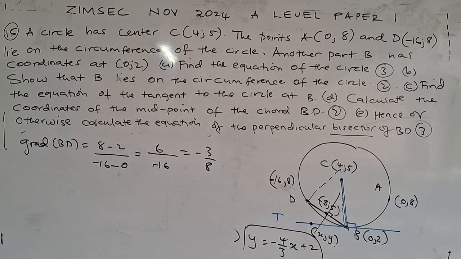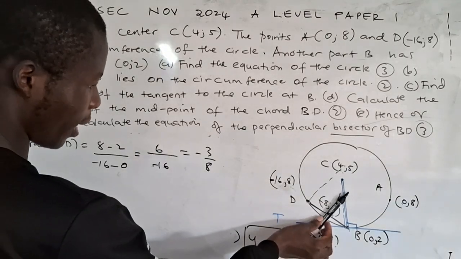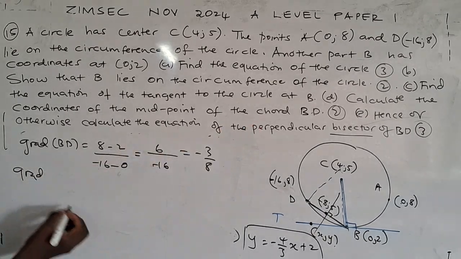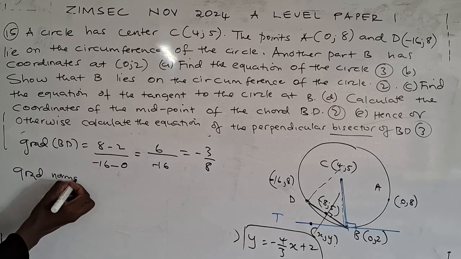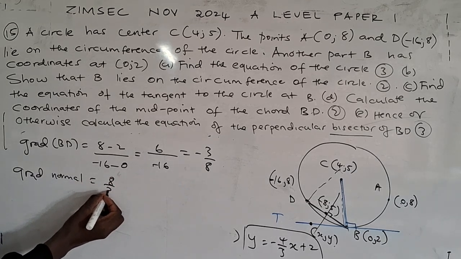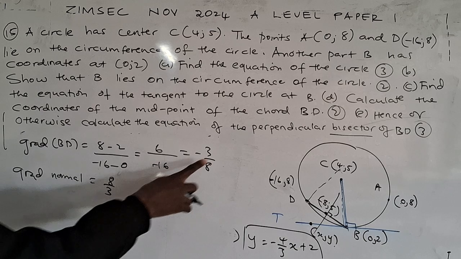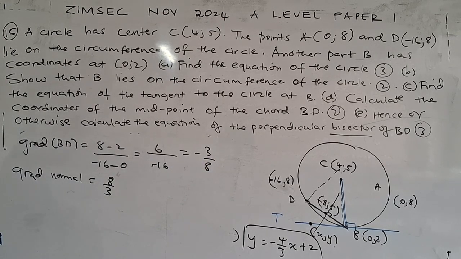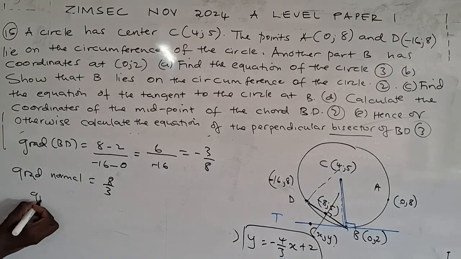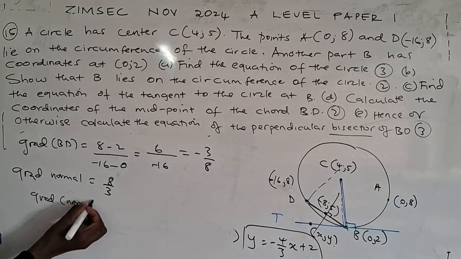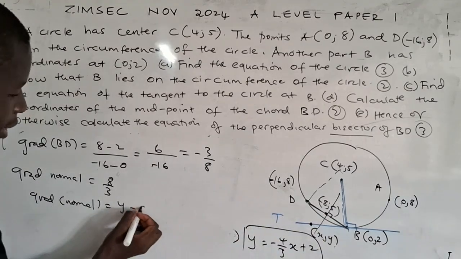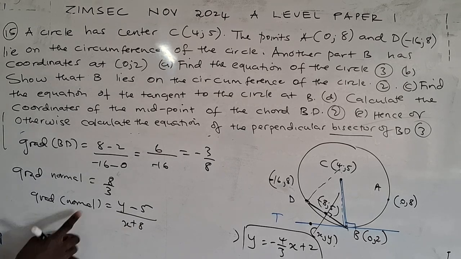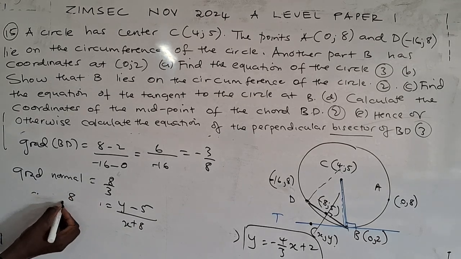So if this is the gradient of BD, what is the gradient of the normal, this perpendicular bisector? The gradient of the normal is 8 by 3. If you multiply these two, you are supposed to get negative 1. Now I want to find the equation. So the gradient of the normal is equal to y minus 5 over x plus 8, of which the gradient I have is 8 by 3.